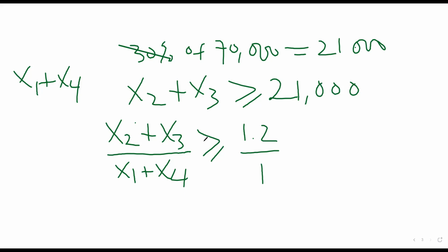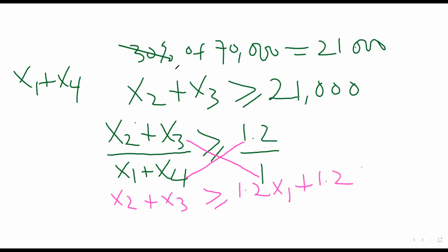Now, when you cross multiply, what it means is that you're going to have something like this. That's when you cross multiply. This one multiplies this, and that one multiplies this. Let's do this one multiplying this. That gives you x2 plus x3. When they multiply 1, you get the same thing. Then you have greater or equal to 1.2 multiplying x1, and then 1.2 will multiply x4.